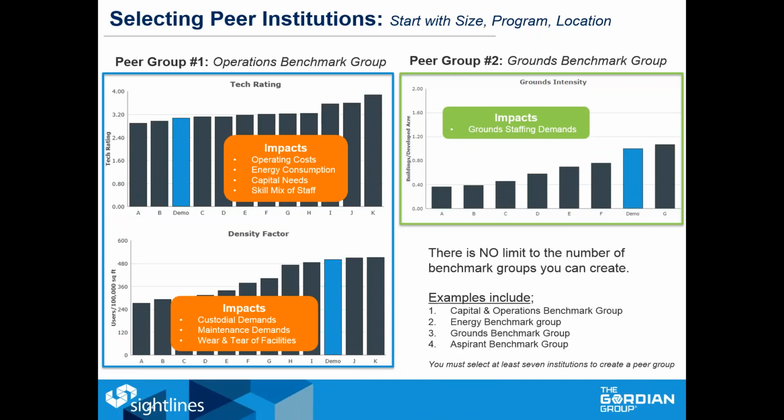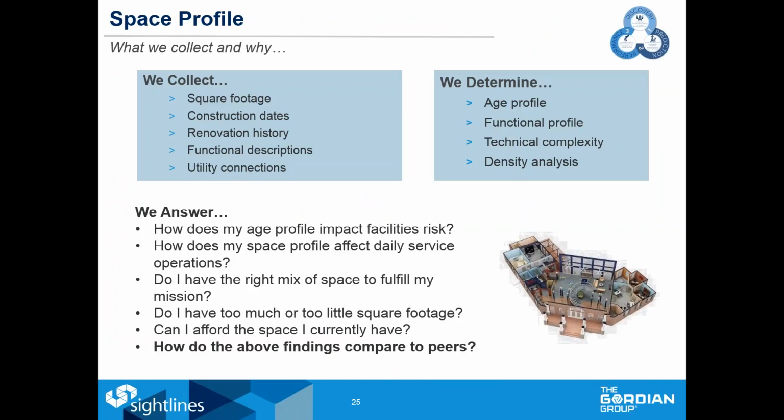So we talked about the fact that ROPA Plus helps to join concepts of space, capital, and operations. I want to go through each of those and basically say what we collect and why. On the space side, we're collecting square footage, construction dates, renovation history, functional descriptions, utility information, etc. We're trying to look at age profile, functional profile. We're looking at density. We're looking at technical capacity. Well, why? Well, sometimes simplest measures can tell you the most about your institution.